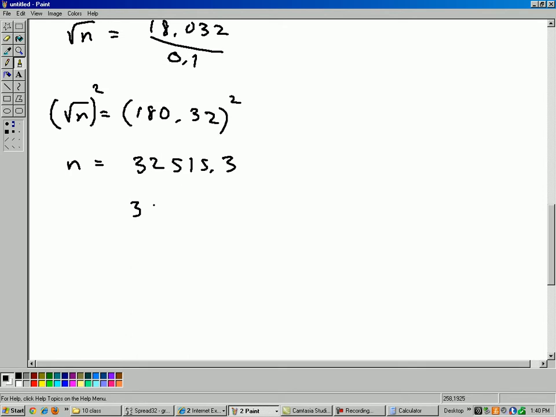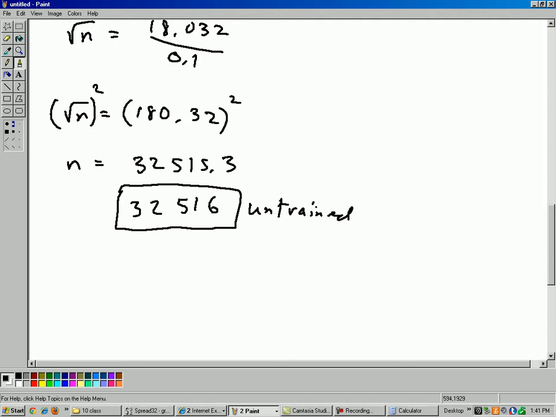32,515 is not quite enough, so let's round it up to 32,516. Okay, there's the answer, and that would be people, or untrained students would be the actual type of people that we need for this study.